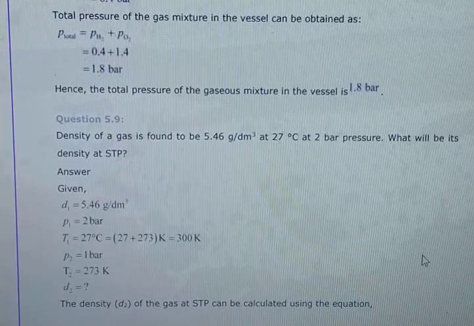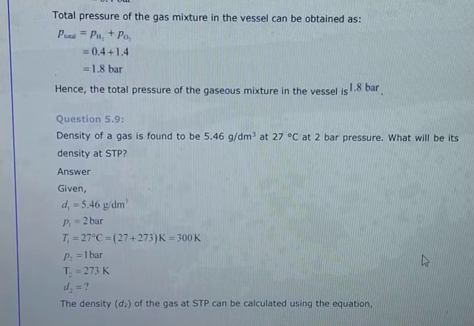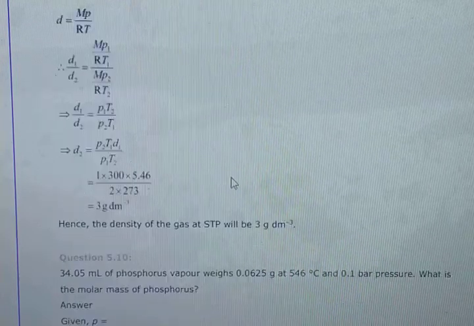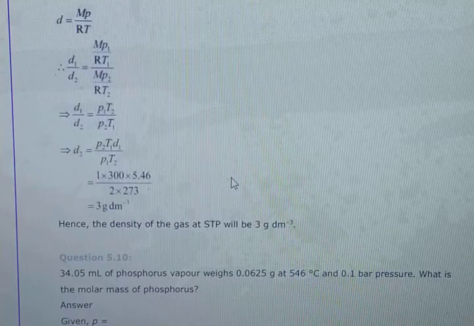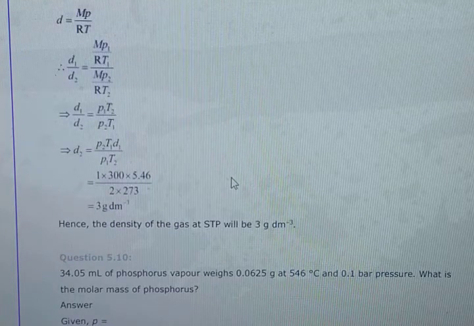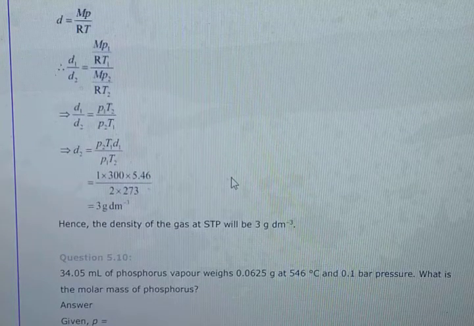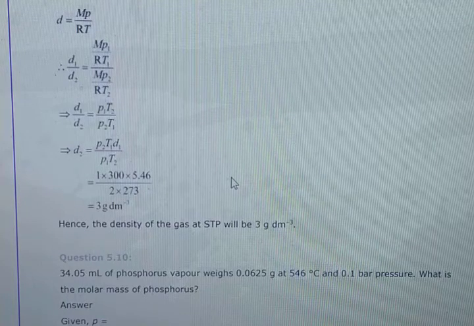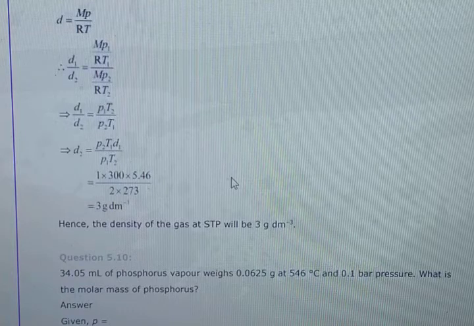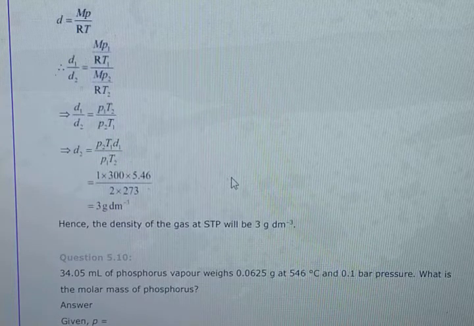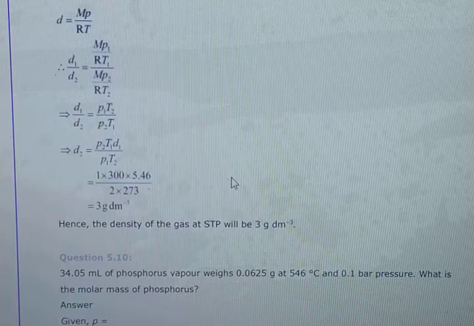The density D2 of the gas at STP can be calculated by the equation D is equal to MP by RT. So D1 by D2 is equal to MP1 by RT1 upon MP2 by RT2. So D1 by D2 is equal to P1 T2 upon P2 T1. So D2 is equal to P2 T1 D1 upon P1 T2. So 1 into 300 into 5.46 upon 2 into 273, that is equal to 3 gram per decimeter cube. Hence the density of the gas at STP will be 3 gram per decimeter cube.